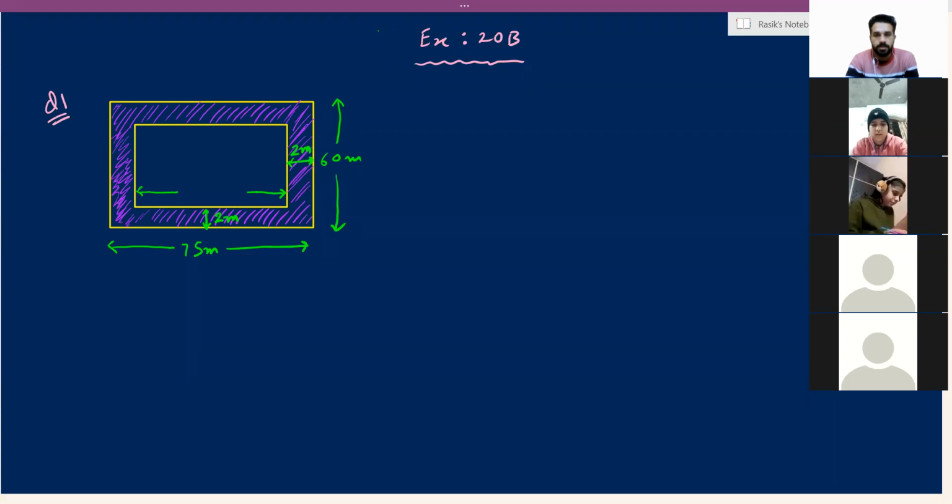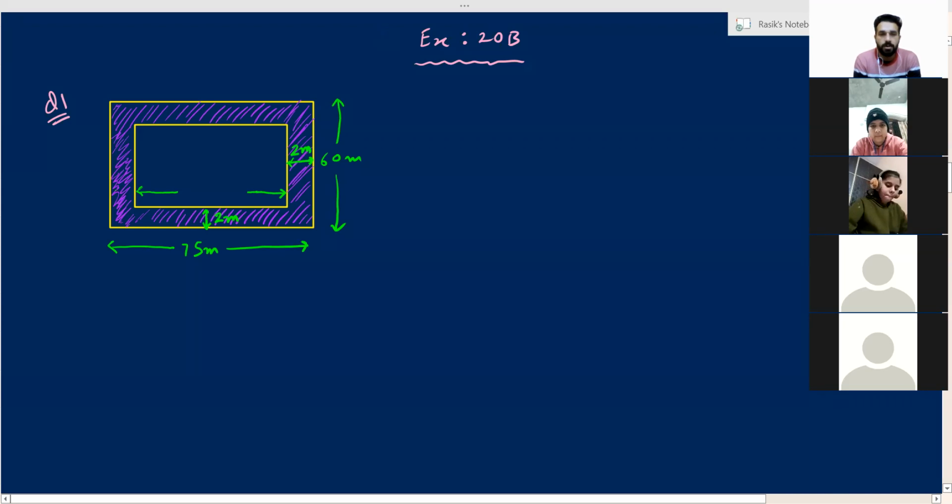So we will subtract 2 from the length of the outer rectangle, so we will get the inner rectangle length. We will subtract 2 from both the sides, that means from the left side as well as from the right side. So in all we will subtract 4. So length of outer rectangle is 75 meters, capital L. Breadth of outer rectangle is 60 meters. Now the length of the inner rectangle I am representing with the letter small l. Small l means length of the inner rectangle.